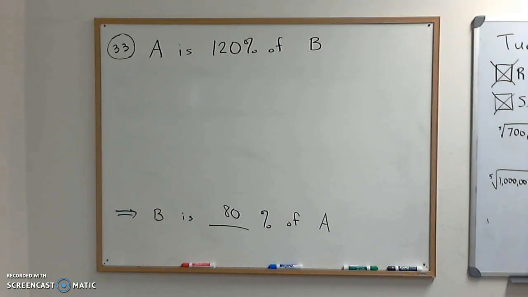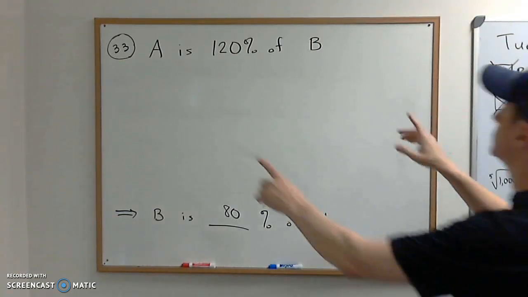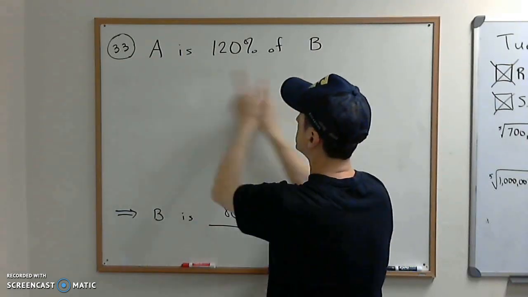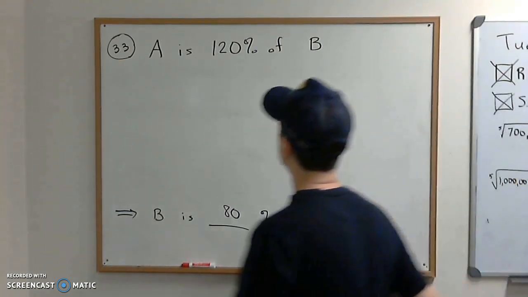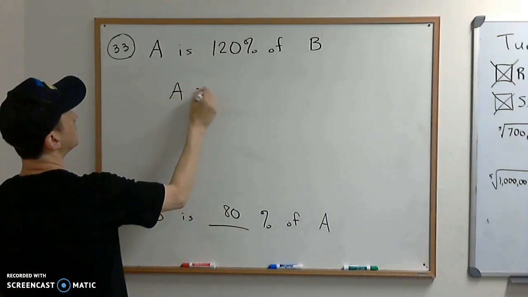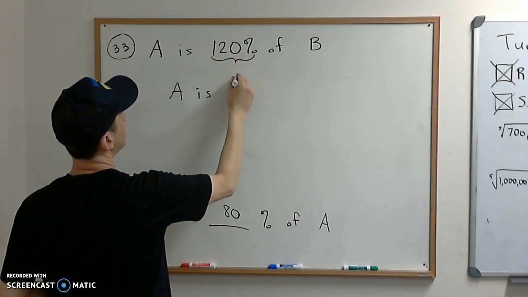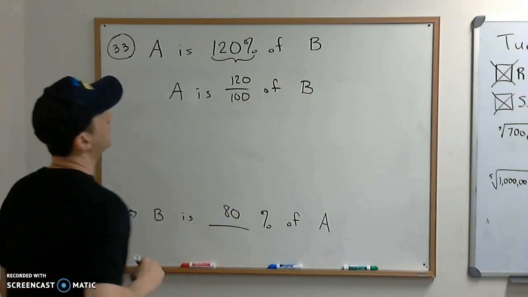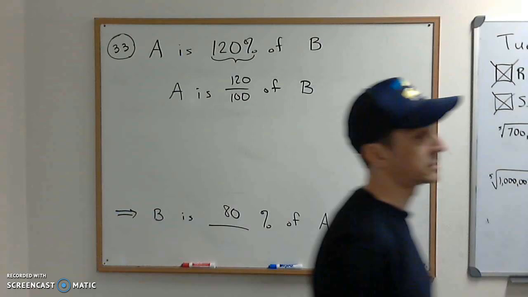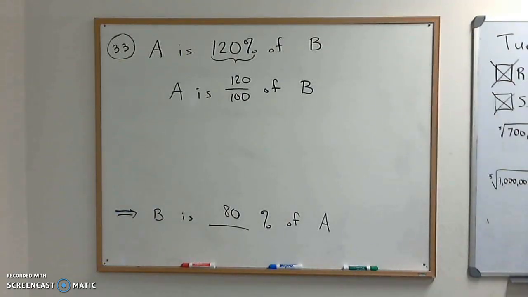All right, how do we actually do this problem now? Remember that percent changes when these two numbers reverse roles. That's not an add-subtract issue, it's a multiply and divide reversal. That means reciprocal. We need to reciprocate. But we can't reciprocate until we write percent as a fraction. So the key here is to rewrite this percent as a fraction. A is 120 hundredths of B. That's the definition of percent.